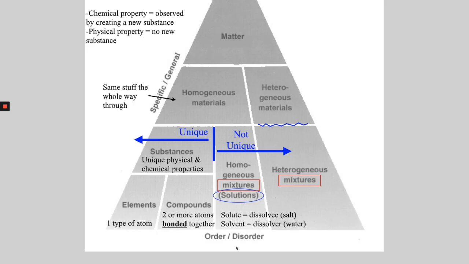So what things are homogeneous? Well, guys, elements are homogeneous. That slice of lead is lead the whole way through. Compounds are also homogeneous. Water is water the whole way through. Table salt is table salt the whole way through. But guys, salt water is also homogeneous.